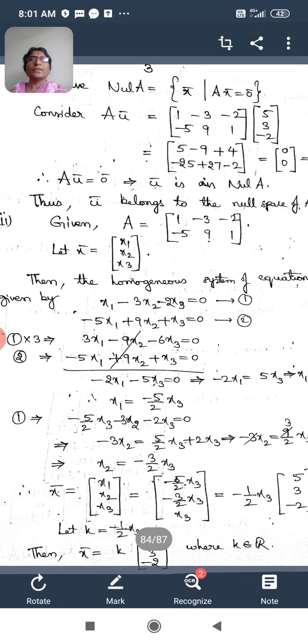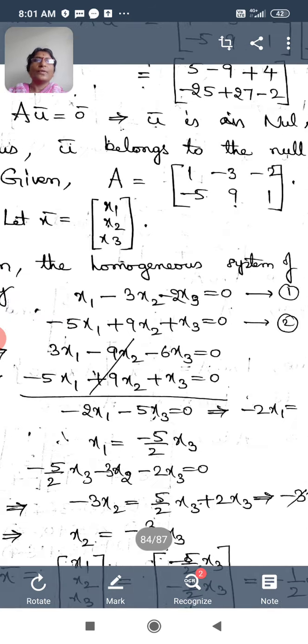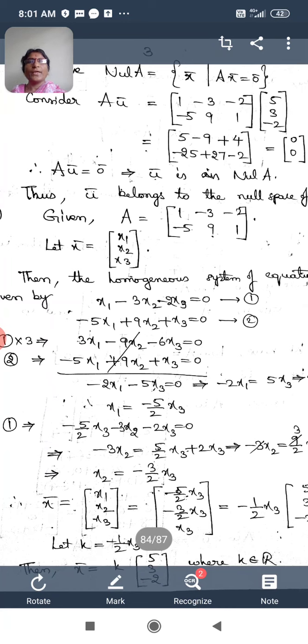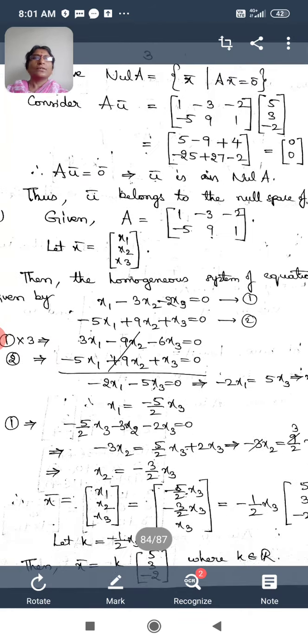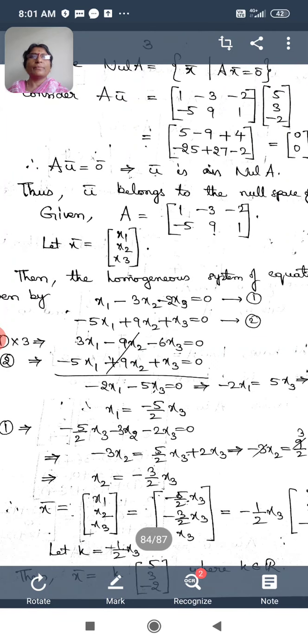So, let us find the matrix that we get for A u bar. After computing, what do we get? A u bar is equal to the matrix 1, minus 3, minus 2; minus 5, 9, 1 times 5, 3, minus 2. We can say these two matrices can be multiplied, because the matrix A is of order 2 by 3, whereas the matrix u bar is of order 3 by 1. So, the resultant matrix should be of order 2 by 1.